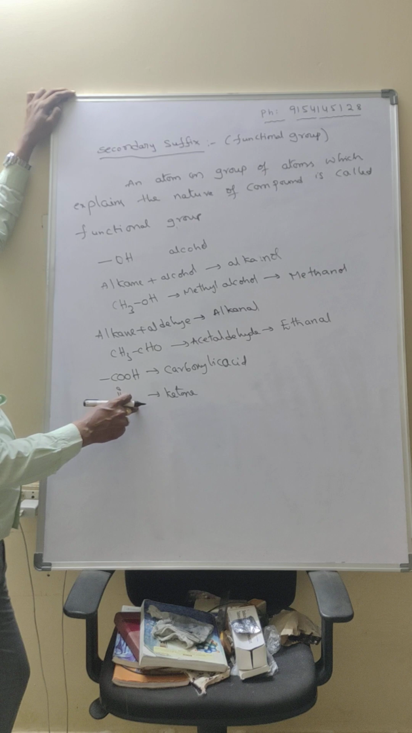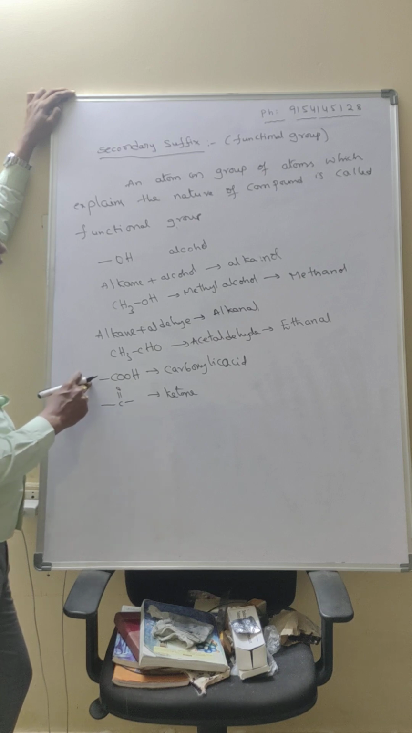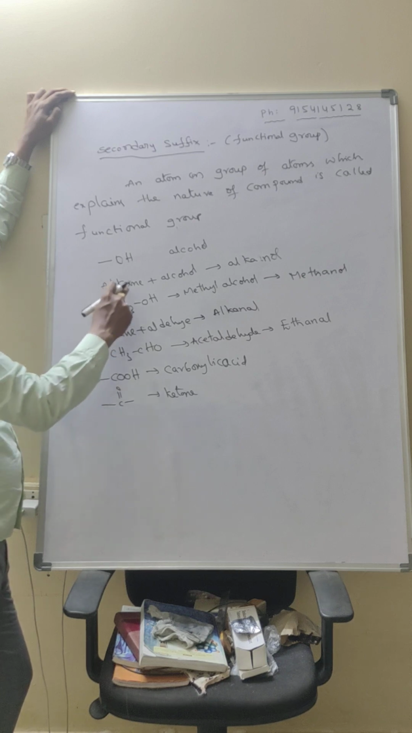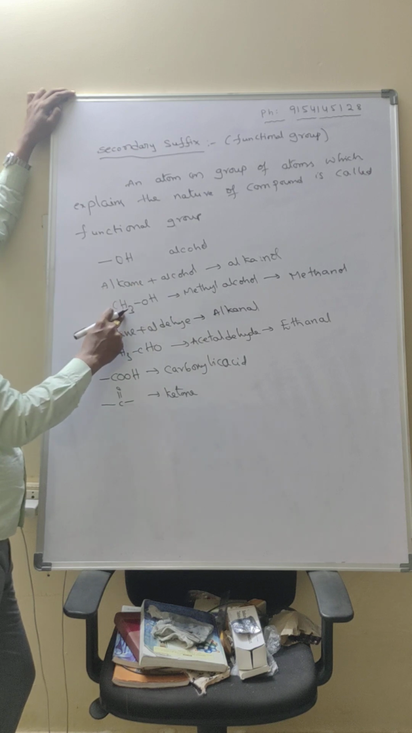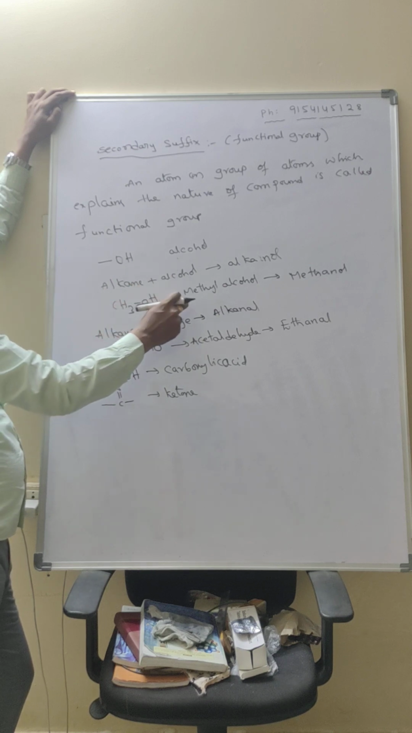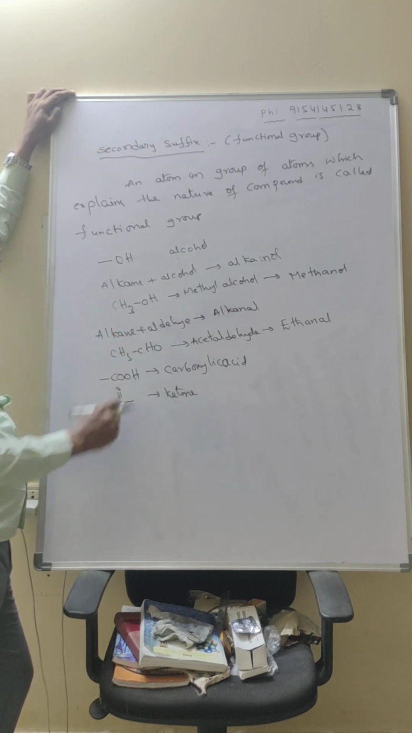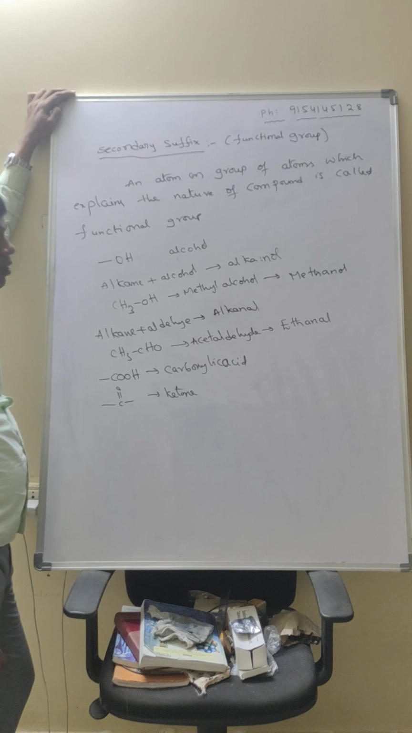Here the bond is nothing but alkyl groups. So see here, alkyl plus alcohol means this is alcohol, this is the alkyl group. This is only methyl alcohol. Methyl alcohol means methanol. Like this we can write.